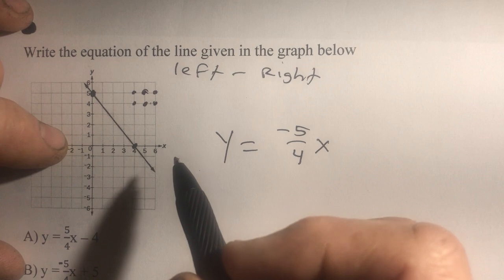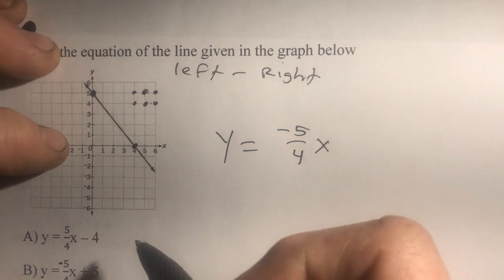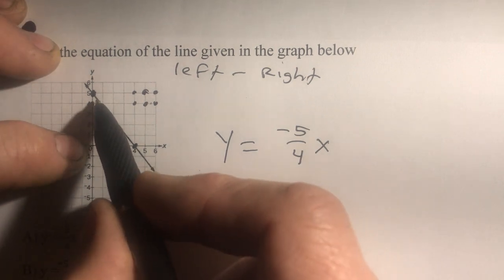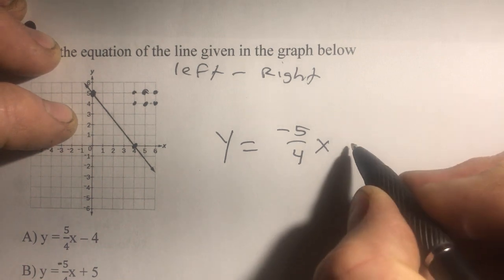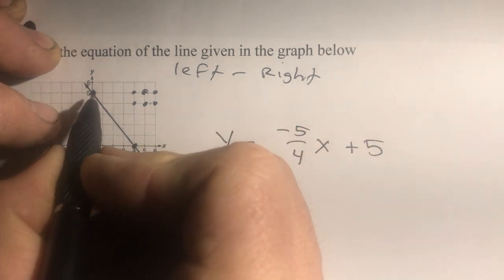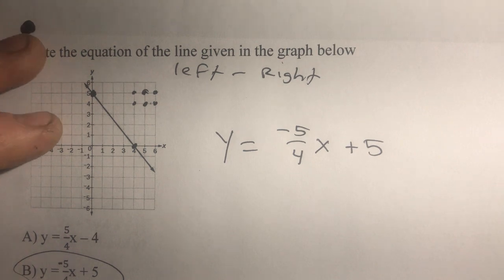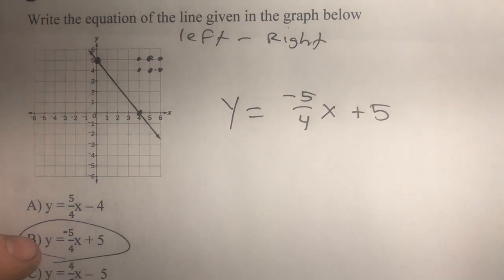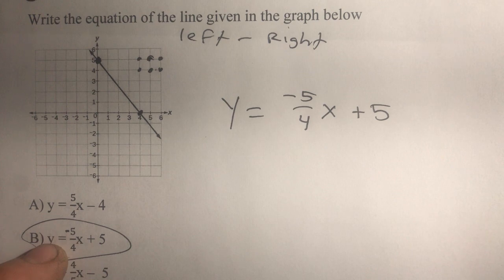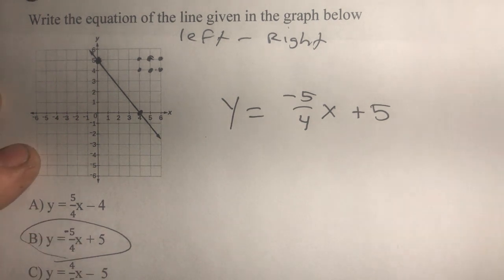Now, my y-intercept is 5. So that'd be plus 5, because it goes through the y-intercept right there. And so there'd be my answer. I just put that negative in there a minute ago because I noticed that the answers were wrong. But there's my answer right there: y equals negative 5/4 x plus 5.